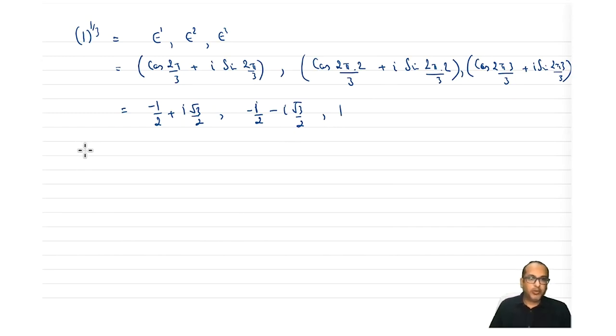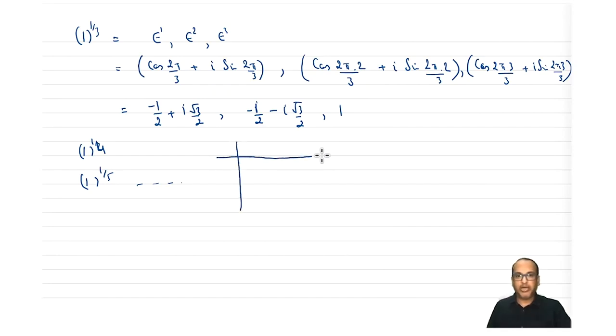So you can keep on going and find all the roots of unity. So for example, you can find out for 1 to the power 1 by 4, 1 to the power 1 by 5, and so on. Okay, so you can keep on doing that. So that finishes the representation for cyclic group. Now we should be able to write the character table for any given cyclic group. So let us see what it takes to write for any cyclic group.